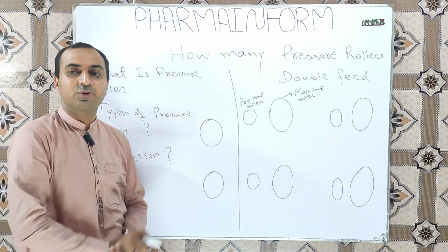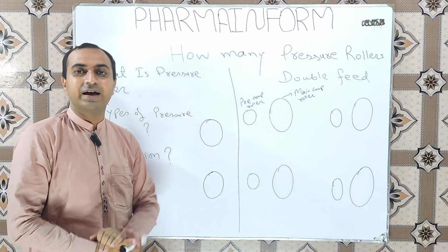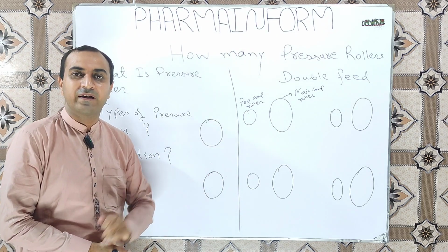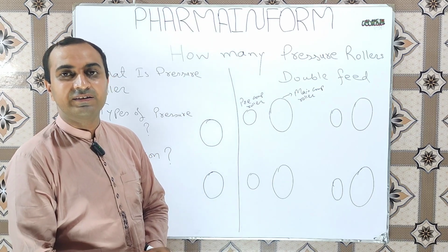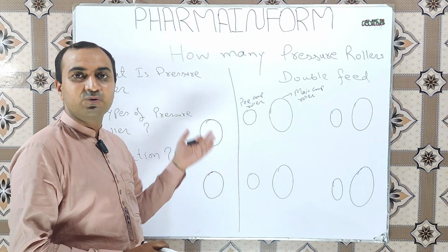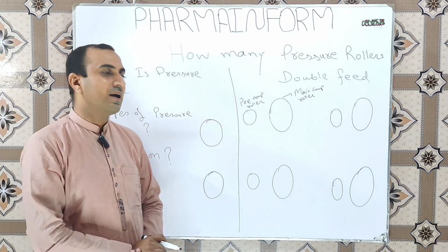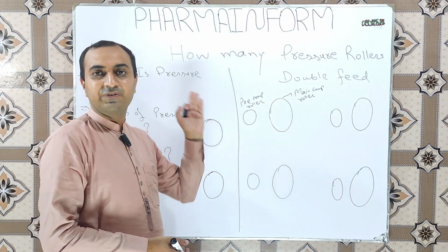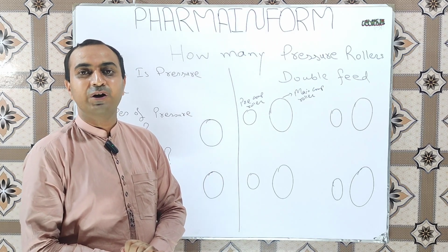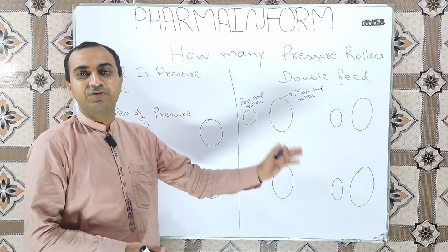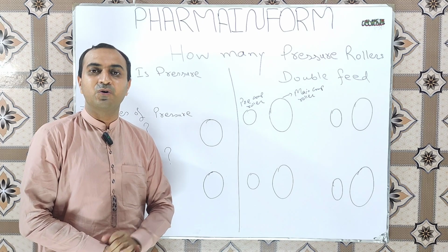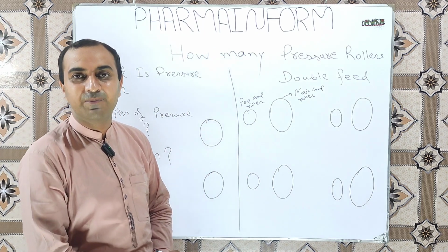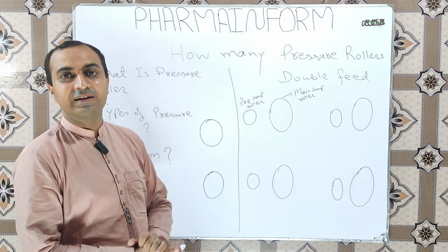So what are the types of rollers? We have discussed these: the pre-compression rollers and main compression rollers. And how can you know how many rollers are installed in the compression machine? For this you just have to remember a single formula, and the formula is that you have to see whether the compression machine is single feed or double feed. If you are not familiar with what double feed and single feed are, you must watch our video on single feed and double feed compression machines. I will provide the link in the description.